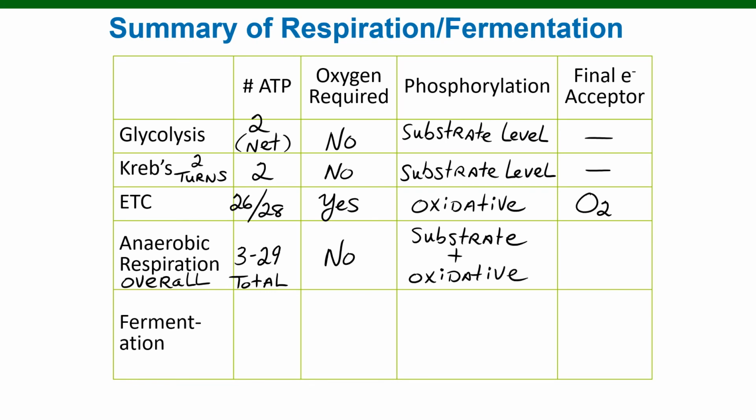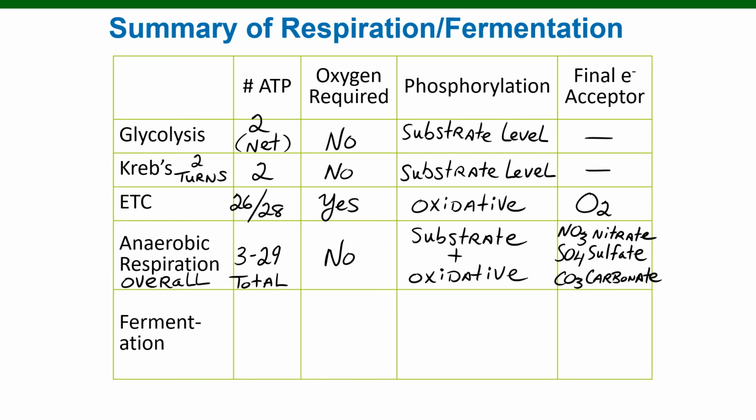And the final electron acceptor varies by species. So some use nitrate, and other species can use sulfate. And other species may use carbonate. And these are common examples. There can be other molecules not mentioned here that might be used by less usual or unknown anaerobic respirators that are out there in the environment.